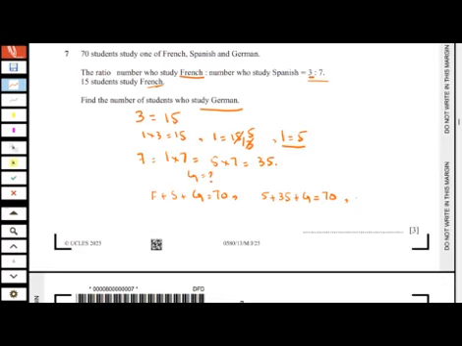Now we have 5 plus 35, that is equal to 40, plus German equals 70. We have to find the value of German. So German is equal to 70 minus 40, which is 30. So 30 students are German.